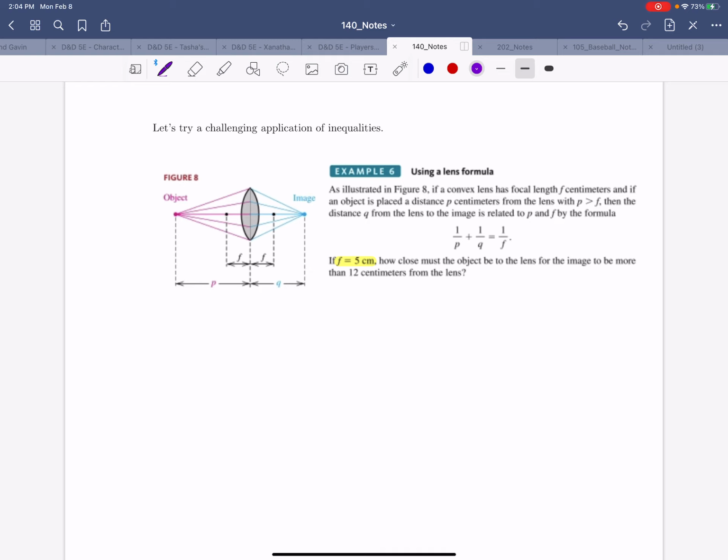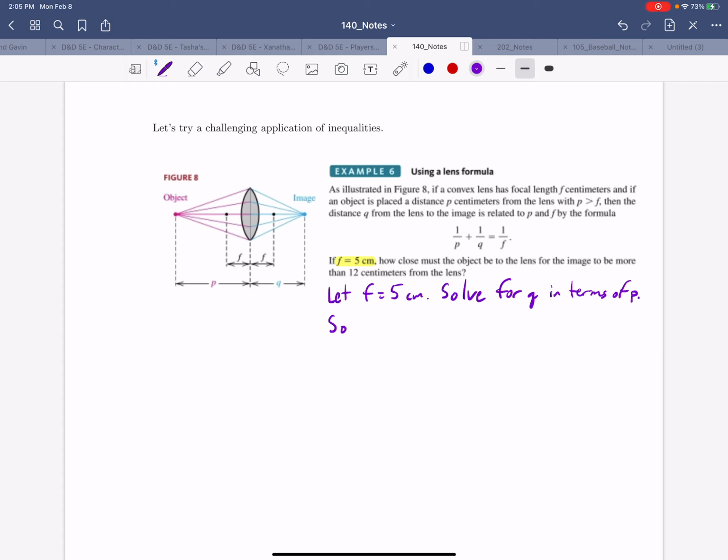So we're given this equality, 1 over P plus 1 over Q equals 1 over F. So first, we're going to let F equal 5 centimeters, and we're going to solve for Q in terms of P. And we're just going to do an equality, just an equality straight up.